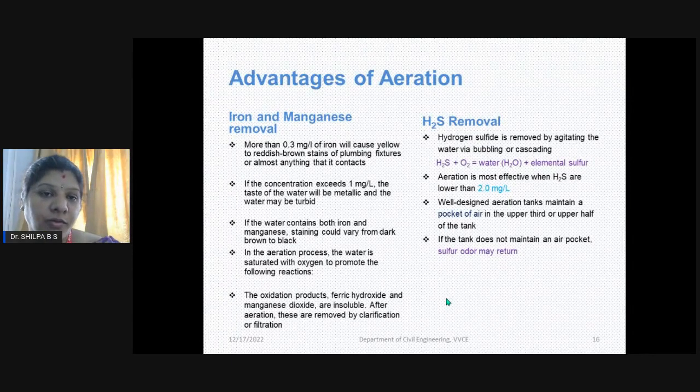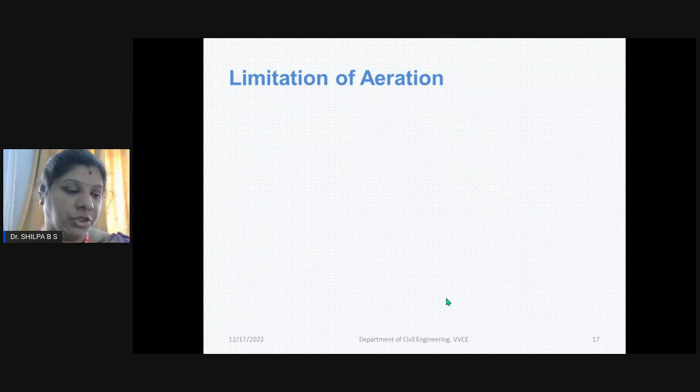Hydrogen sulfide will react with oxygen to form water, and elemental sulfur will be released. This aeration is the most effective treatment when we have hydrogen sulfide at a lower concentration. If it is in a higher concentration, then we need to go for some chemical treatment. Only at lower concentration is this aeration system found to be beneficial.